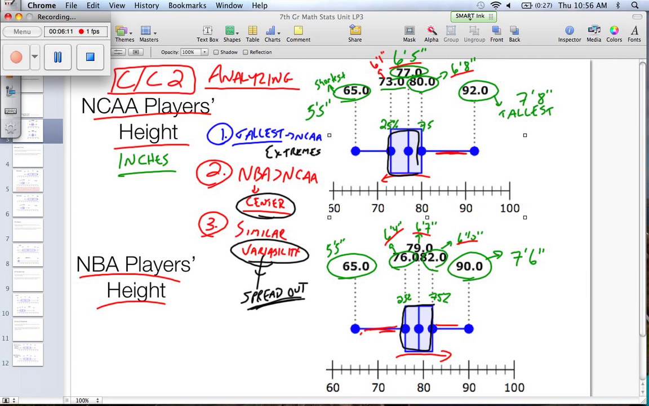You will now be moving to creating your own box and whiskers with your own comparisons. Make sure when you do these comparisons to be very specific. Okay? If the NBA is taller than the NCAA, defend that answer by saying it has a greater median and greater upper quartile along with a greater lower quartile. The NCAA has the tallest player because their upper extreme is greater than the NBA's upper extreme. These are all specific answers that help you become a better statistician and provide better, smarter answers for these problems. Good luck.